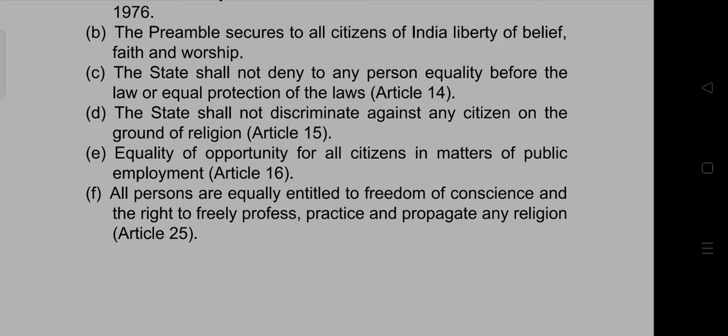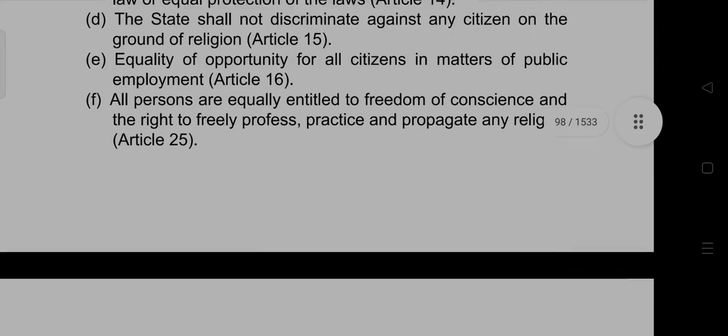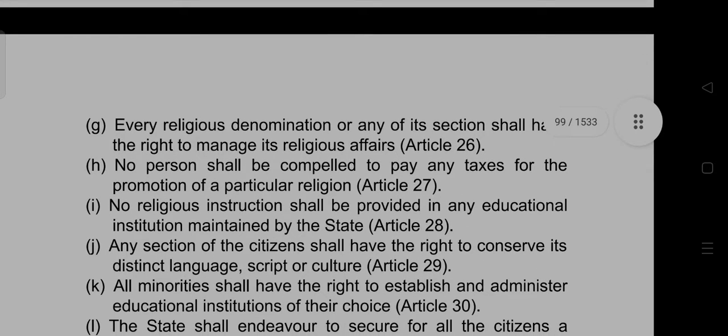Article 15. E. The equality of opportunity for all citizens in the matter of public employment. Article 16. F. All persons are equally entitled to freedom of conscience and the right to freely profess, practice, and propagate any religion. Article 25. G. Every religious denomination or any of its sections shall have the right to manage its religious affairs. Article 26. H. No person shall be compelled to pay any taxes for the promotion of a particular religion.